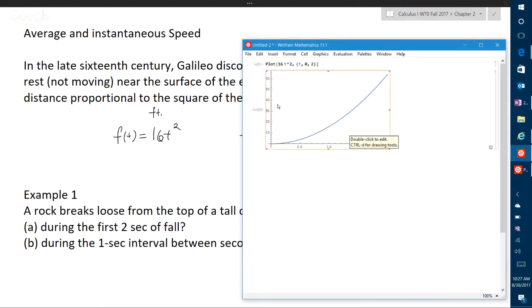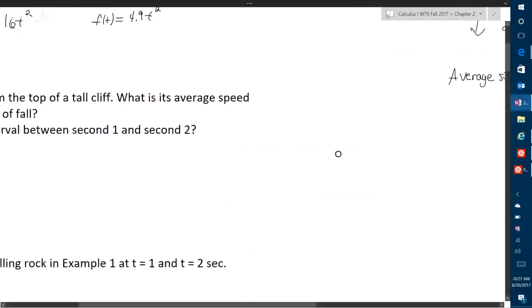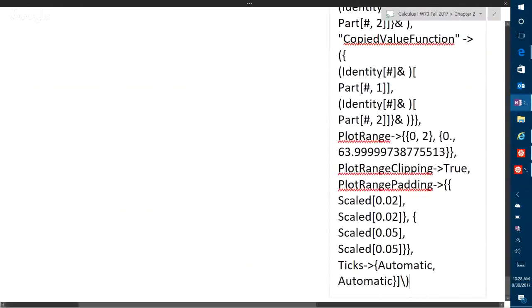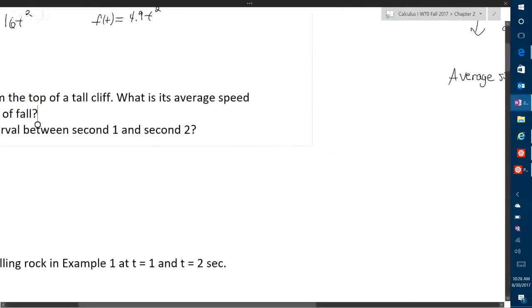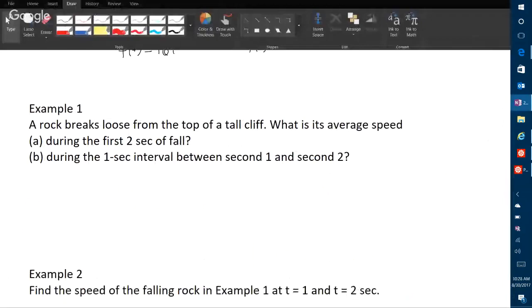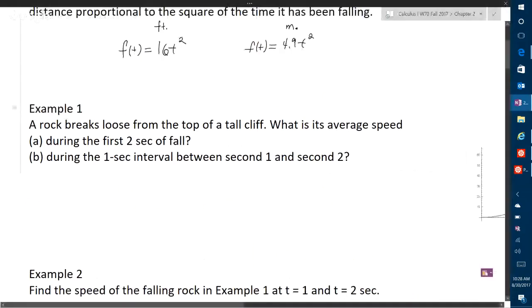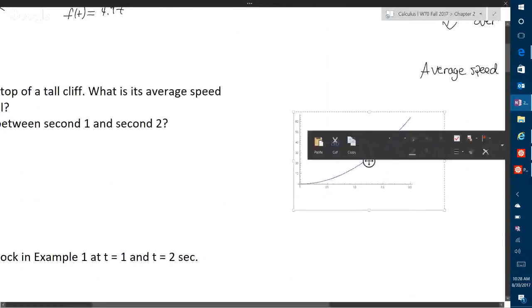And it's nice because then I can copy it over here to example 1. Oh, not like that though. Yeah, so OneNote's kind of funny. I have to paste it as an image. I can't just Control V it. There we go. And there's our picture.